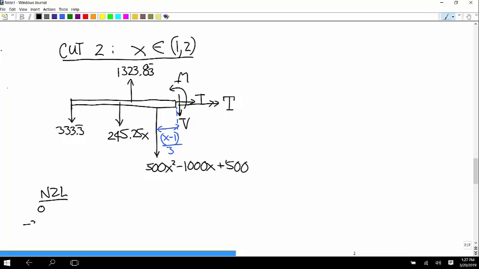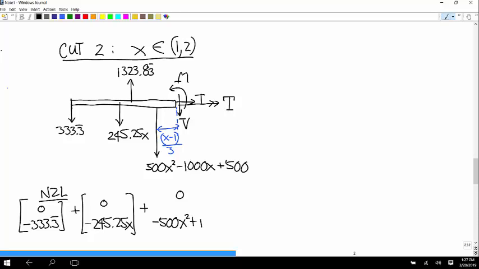So we have 0, negative 333.3 repeating, plus 0, negative 245.25x. Now the quadratic function here is downward, so you have to multiply this quadratic function times the unit vector 0, negative 1, a unit vector that represents the direction of that arrow, basically. So this all comes out being switched. You have 0 for x, and then for y, you have negative 500x squared plus 1000x minus 500.